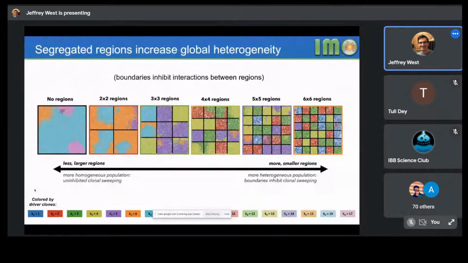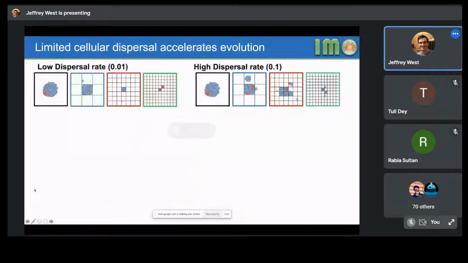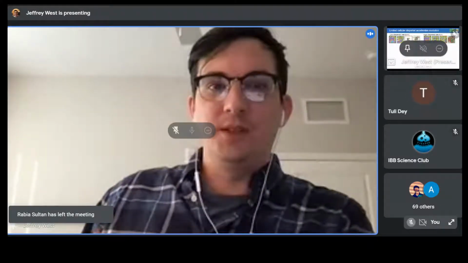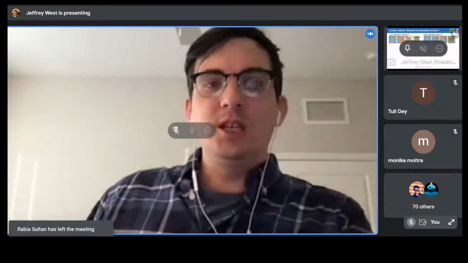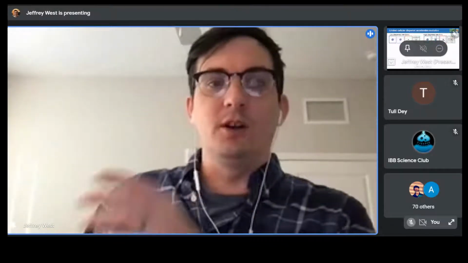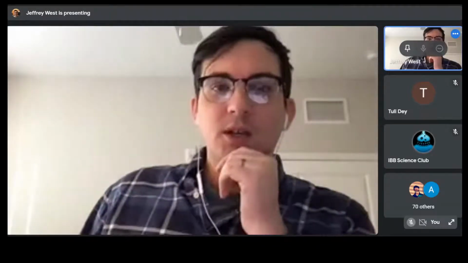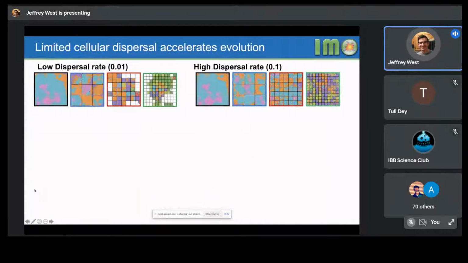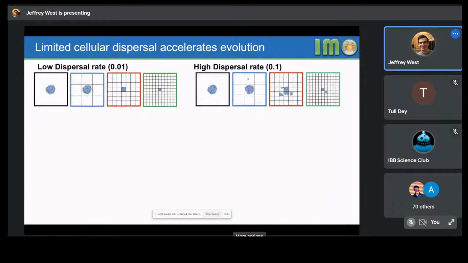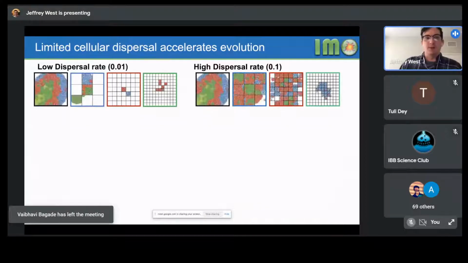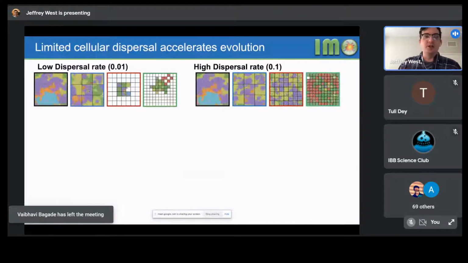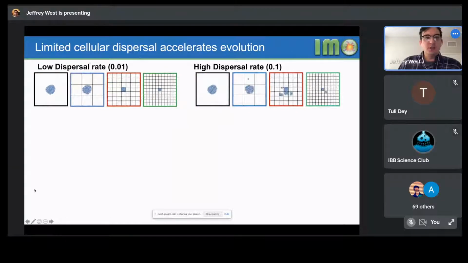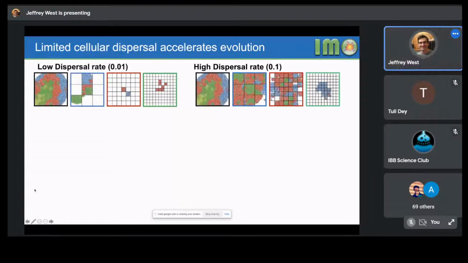So that leads to the interesting observation. What if we see these simulations from a single region and we allow for some rate of dispersal between regions? Okay, so this is an assumption in the model. I'm going to explain how this is rooted in biology in a second. But let's just look at the dispersal rate between these two.